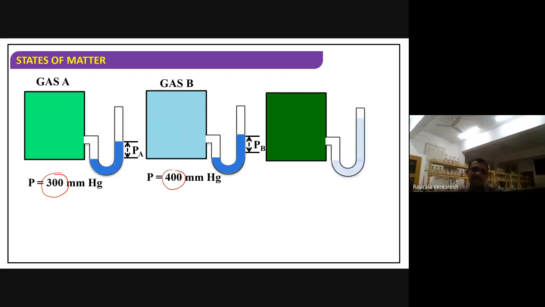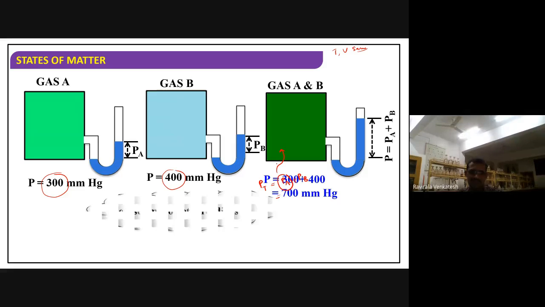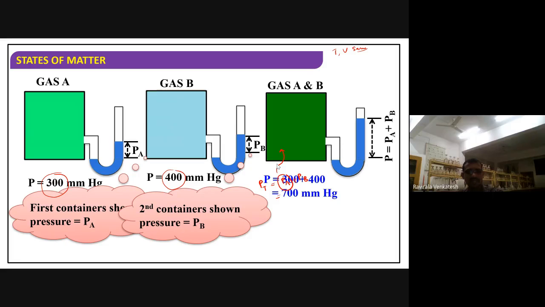Now these two are mixing in this container. The important thing is that the volume is the same. Temperature and volume must be the same. Now what will be the pressure? The total pressure will be the partial pressure of A plus the partial pressure of B. What is the meaning of PA? The individual pressure of gas A and the individual pressure of gas B in this container. So definitely it will be 700 only, right? So this is the Dalton's law. Yesterday we discussed this, but we discussed it on a textbook by taking the screen as a textbook.